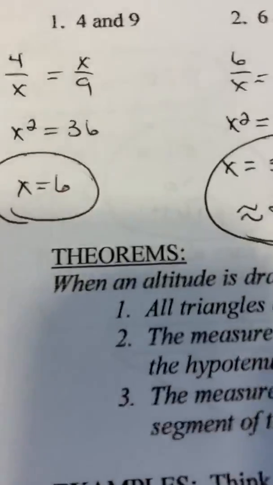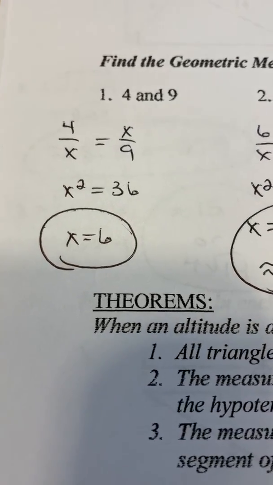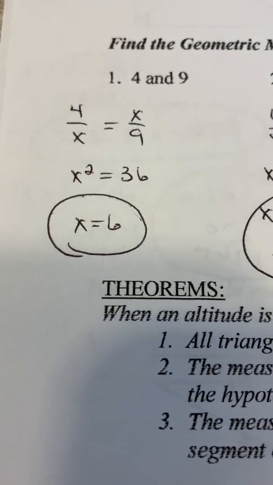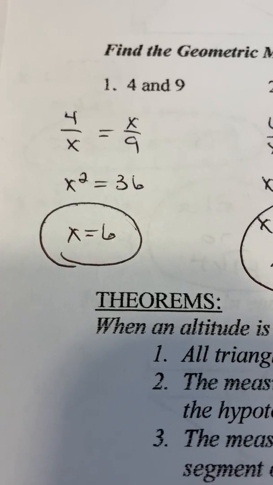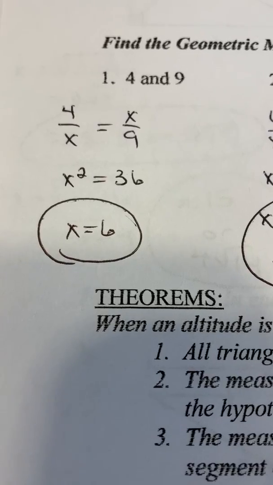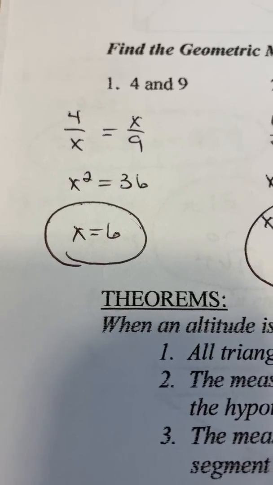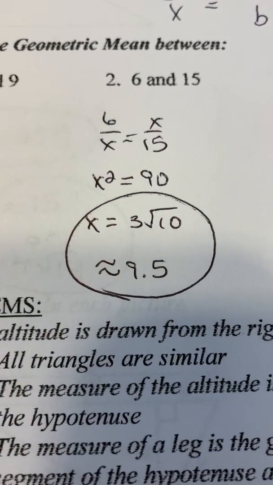So if you look at example 1, I did that using 4 and 9. 4 is to X as X is to 9. You cross multiply, X squared equals 36. That is a perfect square, so X is easily and automatically 6. That one wasn't bad.